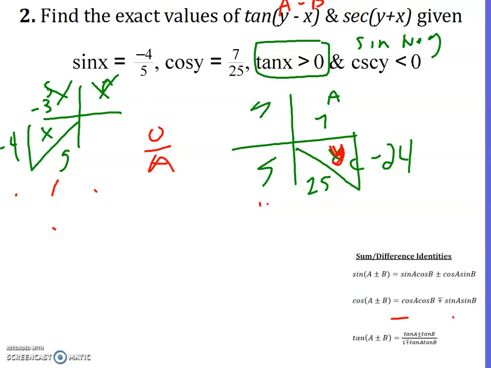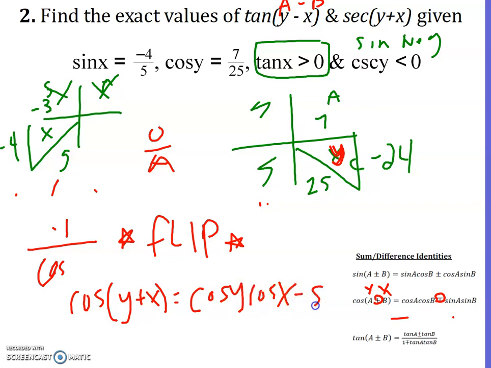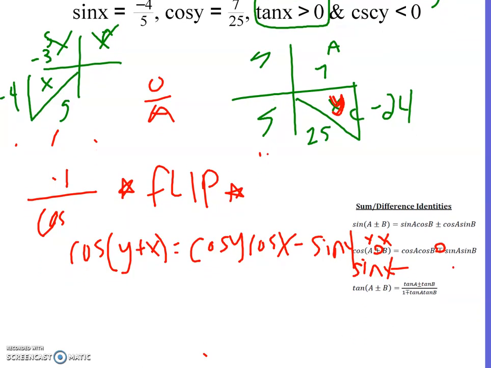So secant goes with cosine. So it's basically going to go 1 over cosine of that stuff. So I need to put a note in here that says, hey, I got to flip it. All right, so I'm going to go cosine of y plus x. Every time I see a y, it's an A, x is a B. So this is a plus, so my sign on top is a plus, my sign on top here is a negative. So here we go. Cosine y, cosine x, minus sine y, sine x.